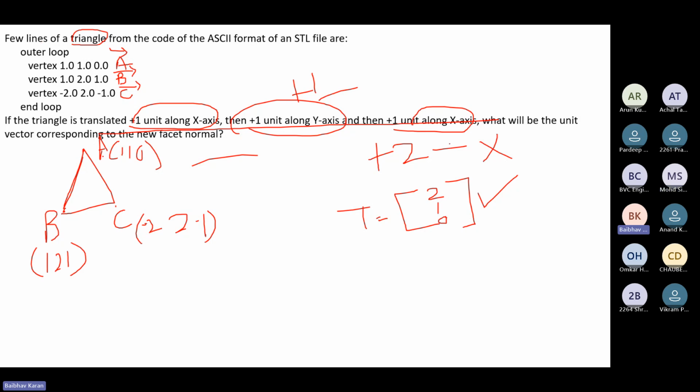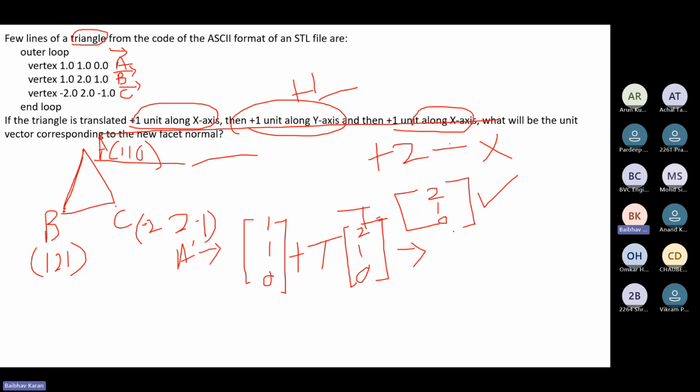Good. So let's see point A. Forget about points B and C. For point A, the matrix is 1, 1, 0, right? And then we are translating it. As I said, for translation we just add the translation matrix, that is 2, 1, 0. We're just adding them. So what will be the new point A dash after translation? It will be 3, 1 plus 1 is 2, 0. This is the new point A dash.